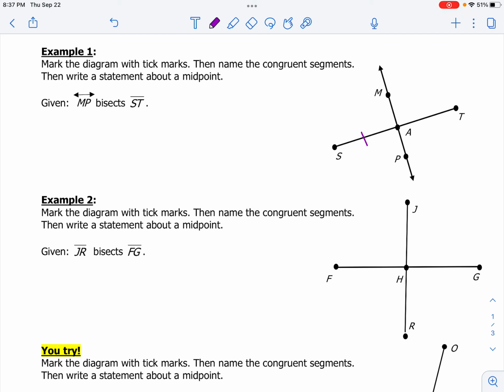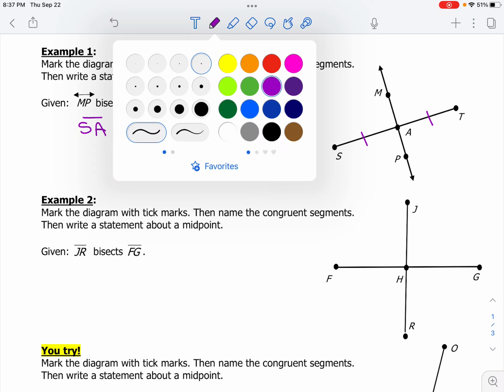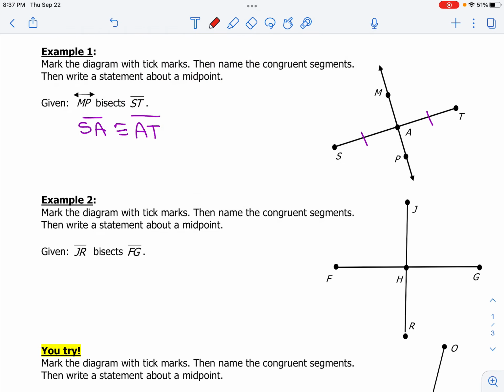So segment SA is congruent to segment AT. So we put tick marks on the picture and we can write our sentence. Segment SA is congruent to segment AT. And now that we have our picture labeled, we know that point A is the midpoint. We can just abbreviate: midpoint of segment ST.